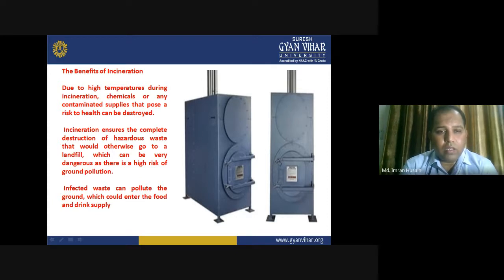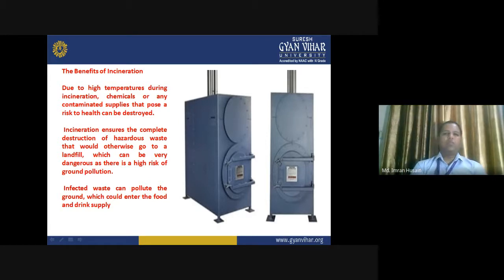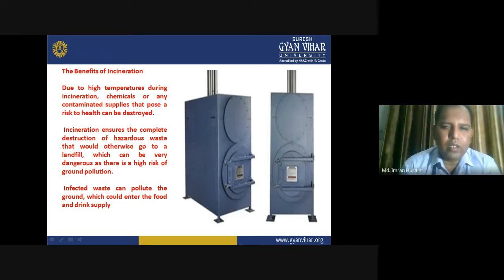Incineration ensures the complete destruction of hazardous waste that would otherwise go to a landfill, which can be very dangerous as there is a risk of ground pollution. So, in the long term, incineration is practiced and preferred as really safe, because landfilling is very dangerous: in the long term it produces a lot of problems, and many scenarios reveal that this practice is much safer than landfill.